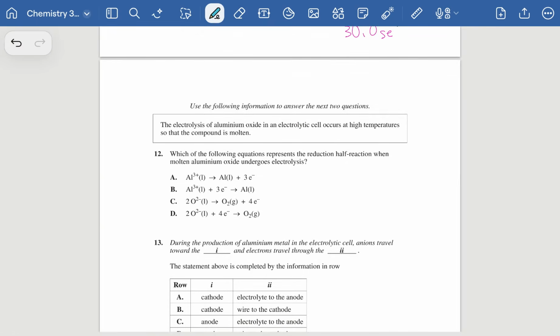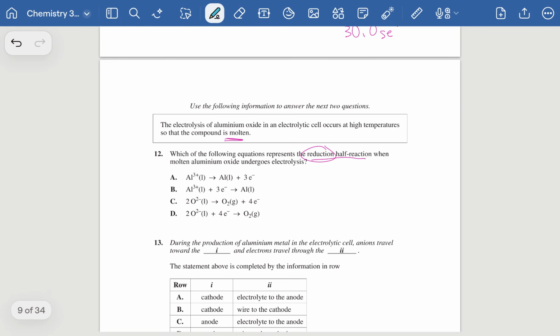Moving on to our next one, we have the electrolysis of aluminum oxide in an electrolytic cell. And it's telling us that it is molten, so that just means no aqueous, there's no water available. So within it, it's asking about the half reaction for reduction. So reduction is involving the gain of electrons.